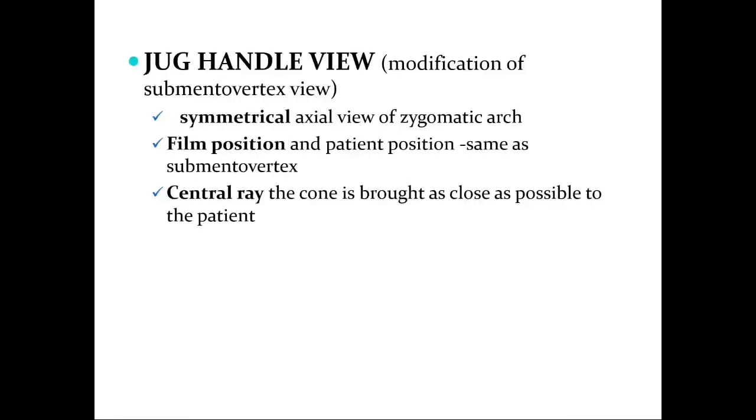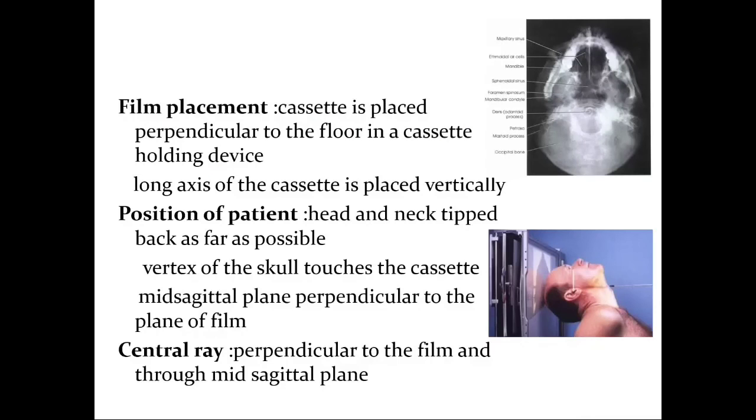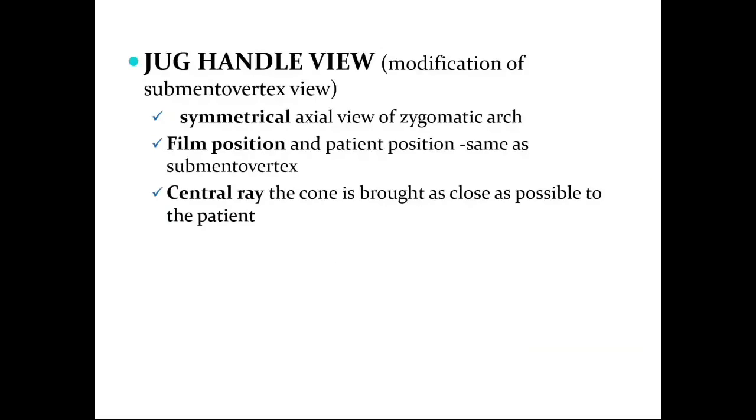Whereas a jug handle, as the name suggests, is indicated for the view of the zygomatic arches. As you know, when it is viewed, it is almost similar to how you have a handle to the jug, and that's why it's called a jug handle. The zygomatic arch represents a jug handle itself. So in this, the technique and patient position are all the same. Only the exposure parameters are different from that of the submentovertex.